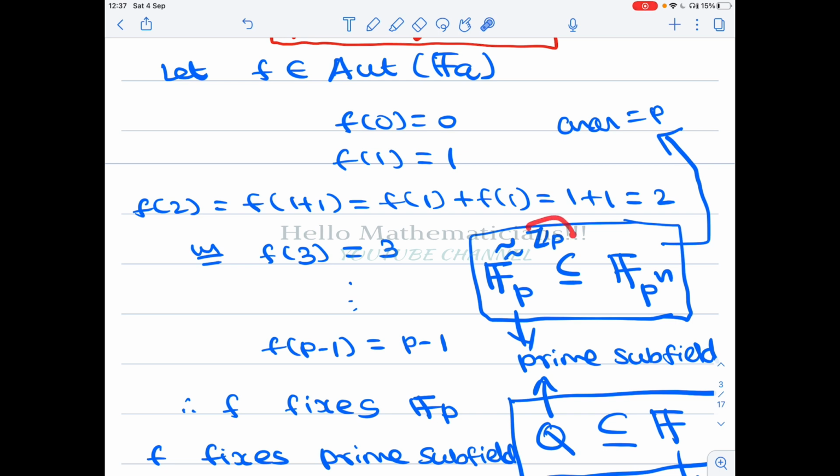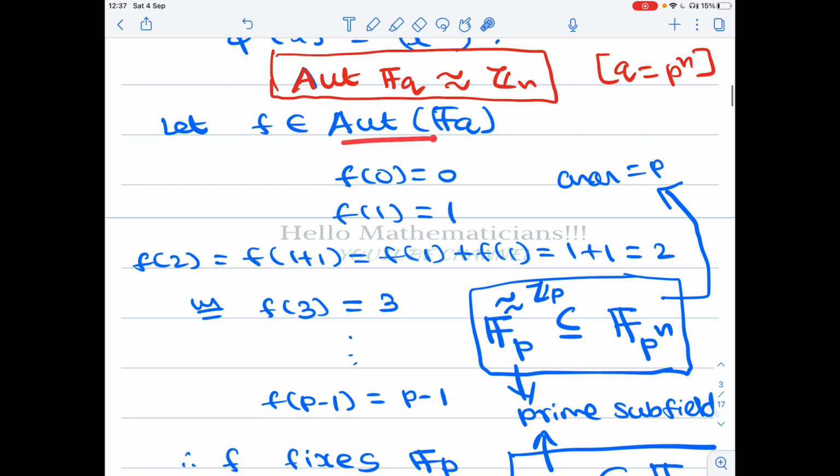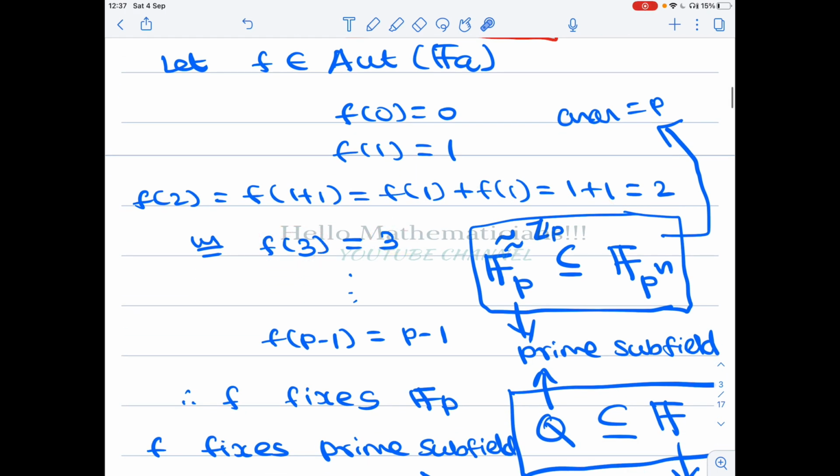So the elements of the finite field of p elements can be thought of as 0, 1, 2, up to p minus 1. Now if f is a field automorphism, definitely it will take 0 to 0 and 1 to 1. Now what about 2? f of 2 equals f of 1 plus 1, which is f of 1 plus f of 1, which equals 1 plus 1, that is 2. Similarly, f of 3 is 3, and f of p minus 1 equals p minus 1. Therefore, 0 goes to 0, 1 goes to 1, 2 goes to 2, 3 goes to 3, and p minus 1 goes to p minus 1.